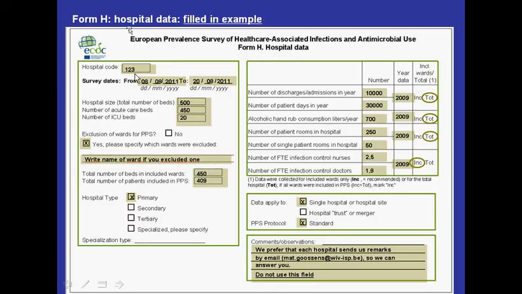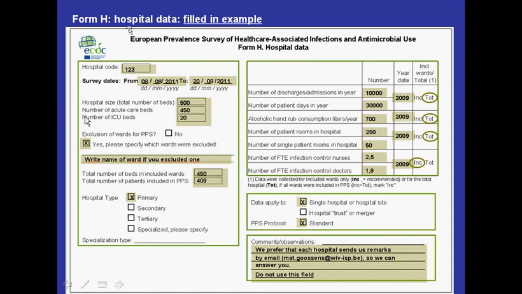As you can see, in our case, we are doing data entry for a site because the hospital code is only 3 digits. The first day that data was collected was the 8th of August, and the last day that data was collected was the 20th of August in our site. Data entry is not taken into account here.